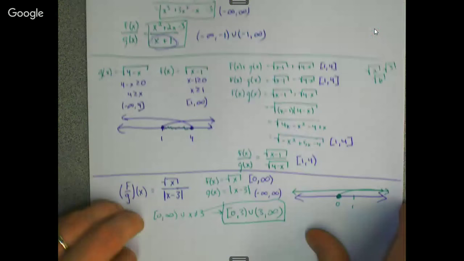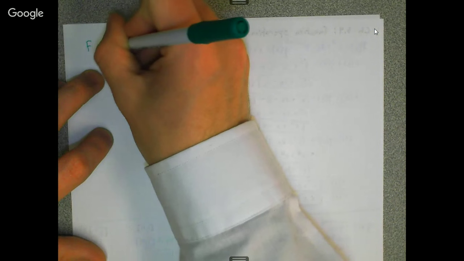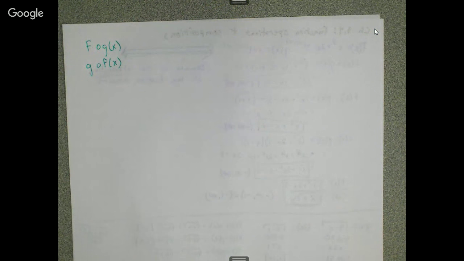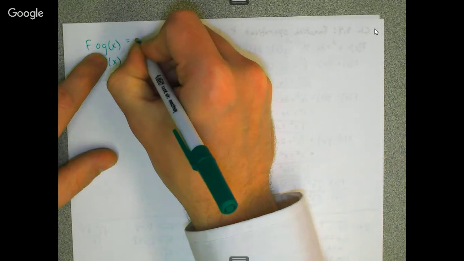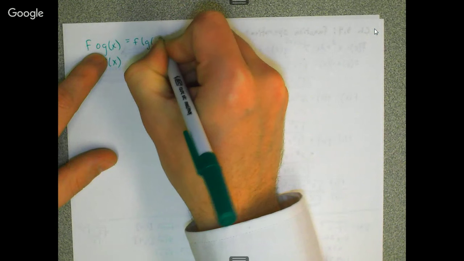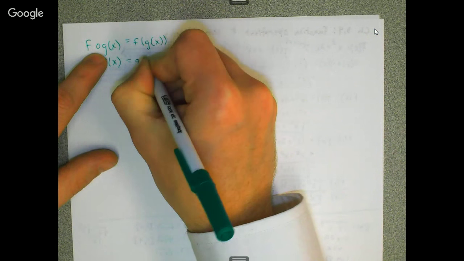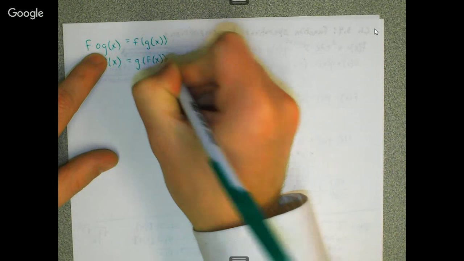The next thing we want to talk about are compositions. So I have f of g of x and g of f of x, and I could have f of f of x if I really wanted to, but these are your two main ones. This really means f of g of x, written like that, and this is g of f of x, written as such.